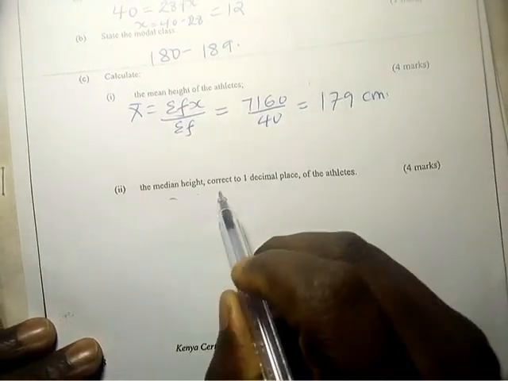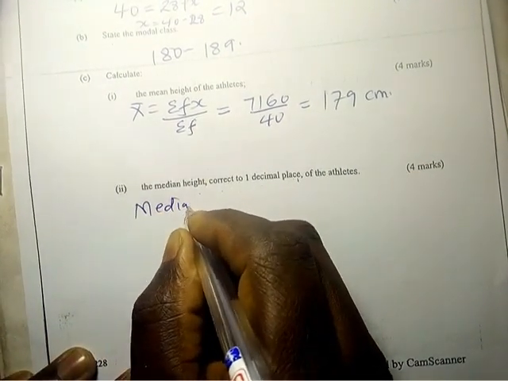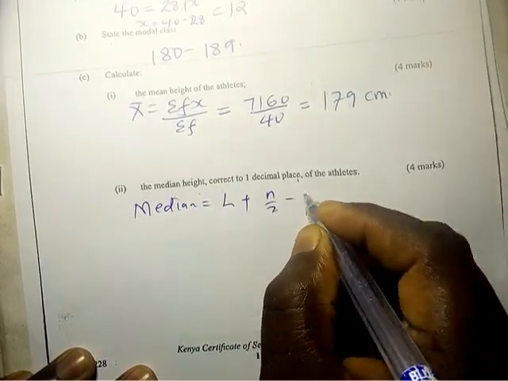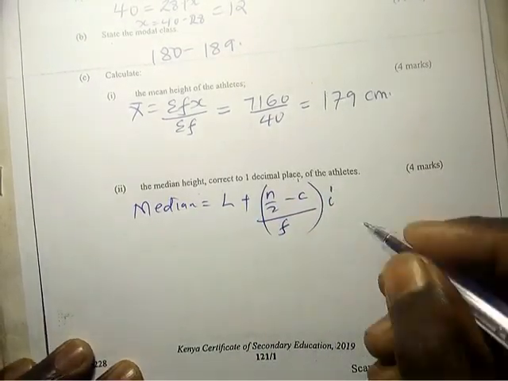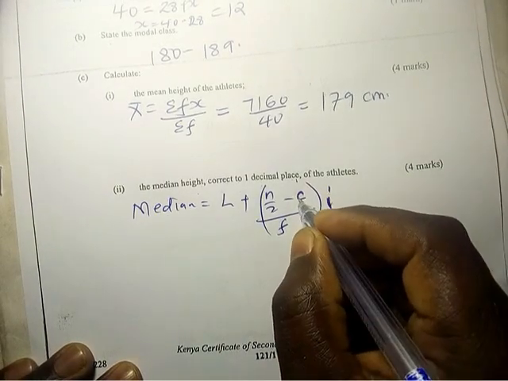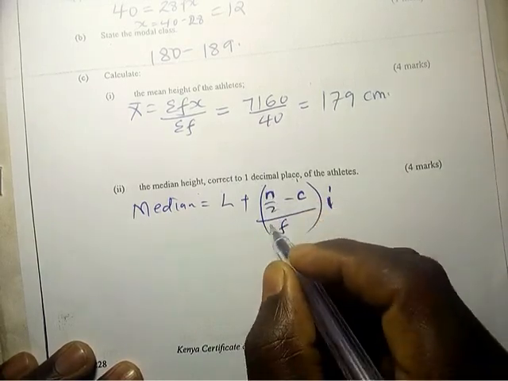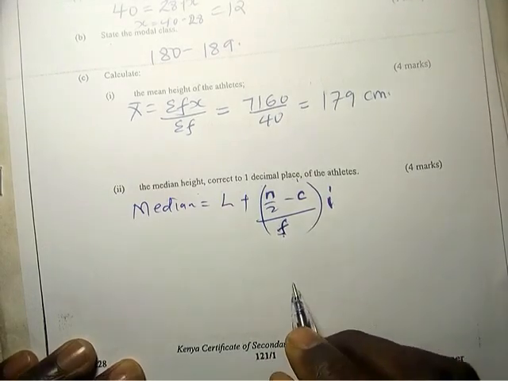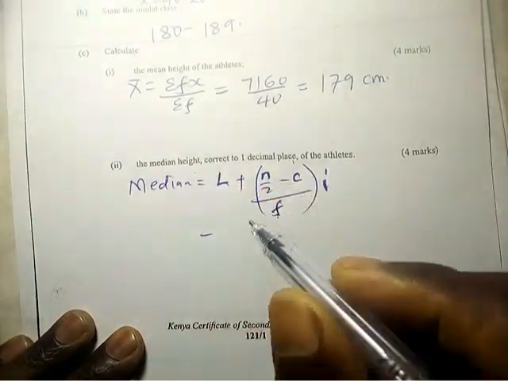The median height, correct to one decimal place. How do you get the median? Median is equal to L plus N over 2 minus C, divided by f, and then times I. I is the class interval, C is the cumulative frequency above the median class, N is the total frequency, and f is the frequency of the median class. And L is the lower limit of the median class.